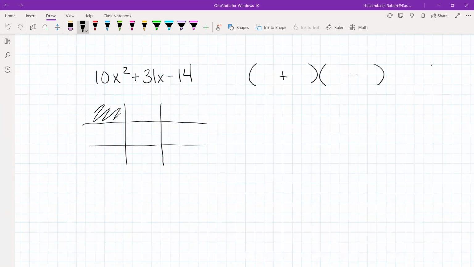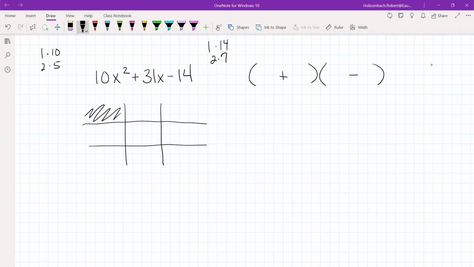Now these problems start getting a little more difficult because the factors of 10, you got 1 times 10 and you got 2 times 5. And the factors of 14 are 1 and 14 and 2 and 7. So when you start getting multiple factors for both the end term and the first term, it can get frustrating, but just stick to the process.